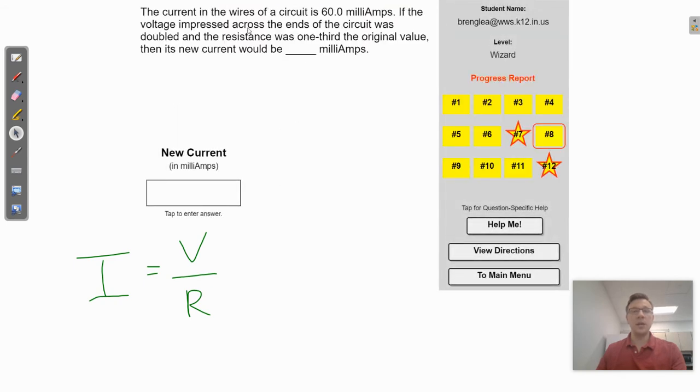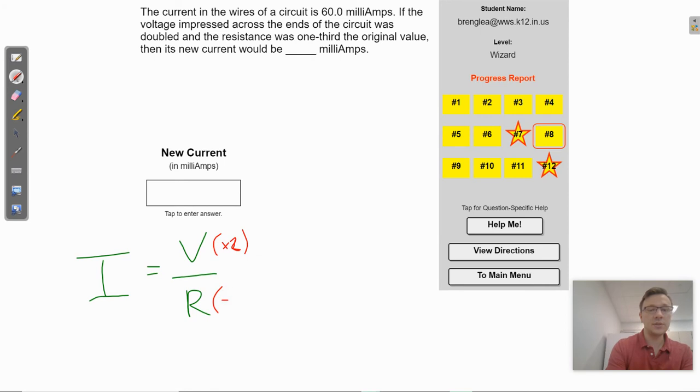So 60 milliamps, voltage is doubled and resistance is 1/3. Okay, so here we go. So the voltage here is going to be doubled. And then the resistance is going to be divided by 3. I apologize, I'm going a little crazy here trying to write with my finger. Okay, so you're just going to consider these two changes independent of one another, right?